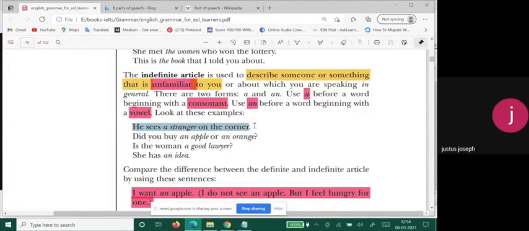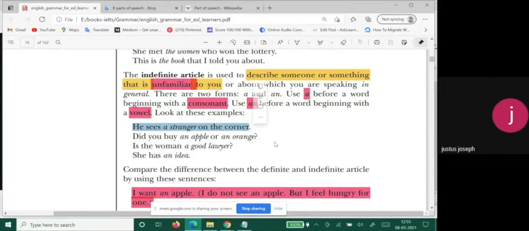When you look at the sentence, he sees a stranger on the corner. Let me ask you one question now. Does he know the stranger? No. Okay. If he had known the stranger, let's say this sentence is a part of a story. If a character has been introduced in the story, then it would be the stranger. Otherwise, a stranger.